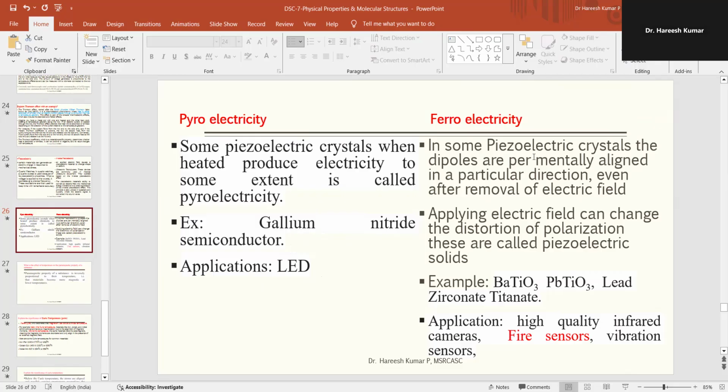Ferroelectricity means in some piezoelectric crystals, the dipoles are permanently aligned in a particular direction, even after removal of the electric field. Applying an electric field can change the direction of the polarization. These are called ferroelectric solids. For example, barium titanium oxide, lead titanium oxide, lead zirconate titanate. Applications: high quality infrared cameras, fire sensors, and vibration sensors.